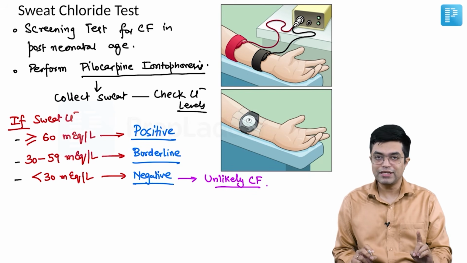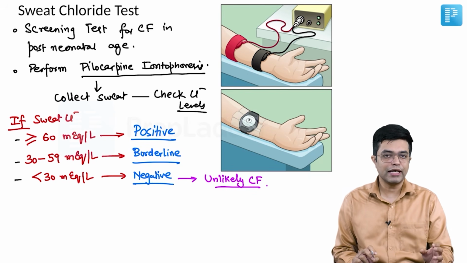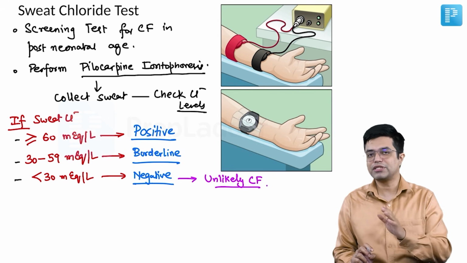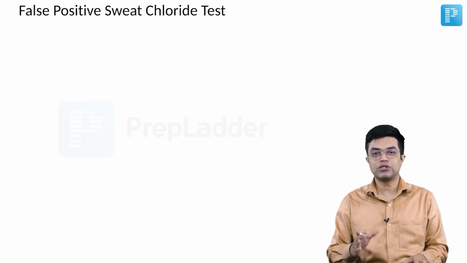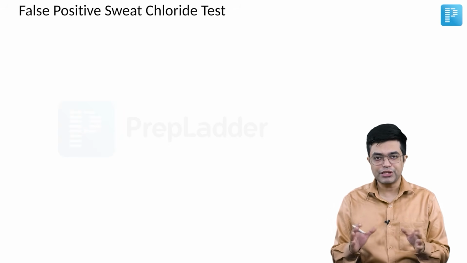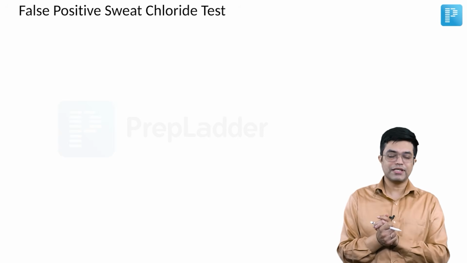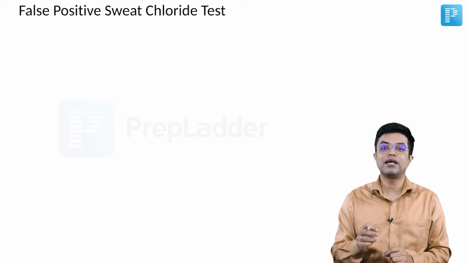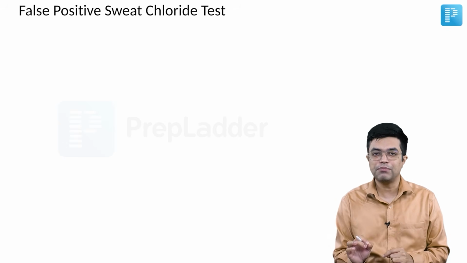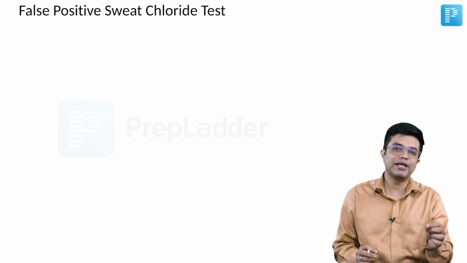Having said that, you must keep in mind that the sweat chloride test is not a definitive test, because there can be a significant number of false positive tests and a significant number of false negative tests related to sweat chloride. So what are the causes of a false positive sweat chloride test? There is a huge list which is given, mentioned in Nelson also. I'll be discussing those causes in a sequential manner, and the points which have been asked directly or indirectly in the past, I have made them bold with a different color, so that you are able to identify that these have already been asked in the past.